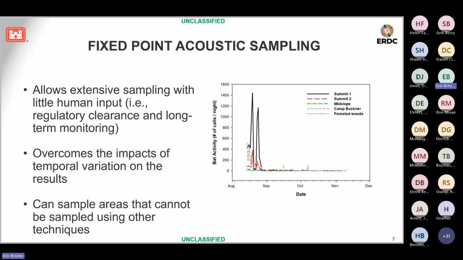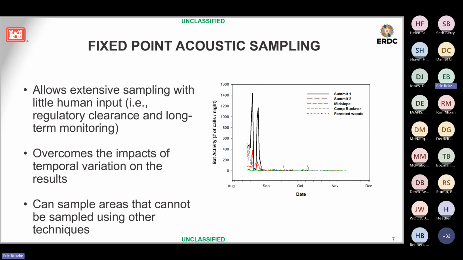So with fixed point, obviously it allows extensive sampling with very little human input. The way we can do this now with the detectors we have, we can deploy for weeks on just a set of AA batteries or D batteries. If you want to go with a solar panel, then you can go years with that sampling. It really allows us to overcome the impact of temporal variation. So we have differences in activity from night to night. And in some places, we can sample these areas that we can't sample using other techniques, which is nice.